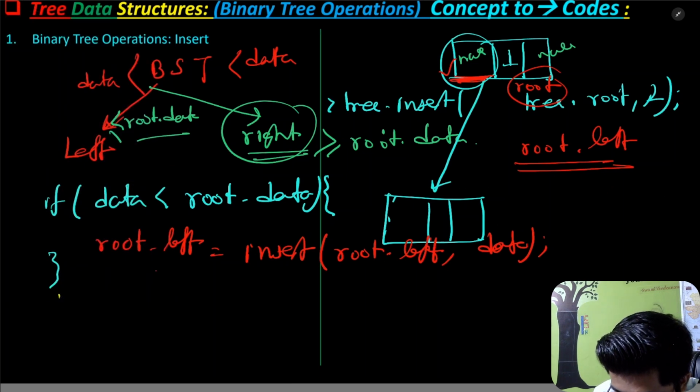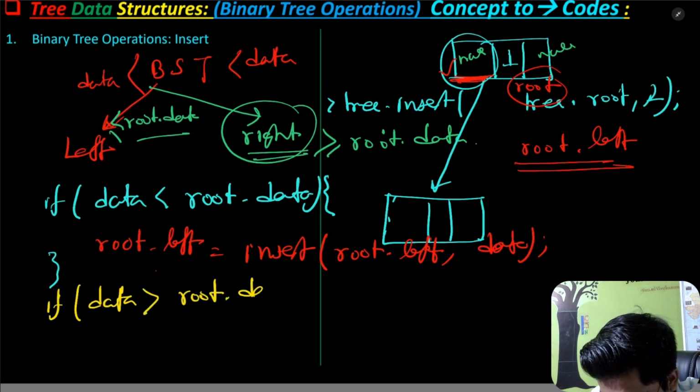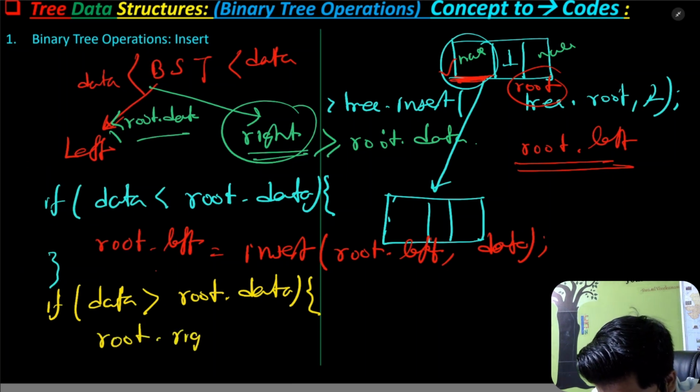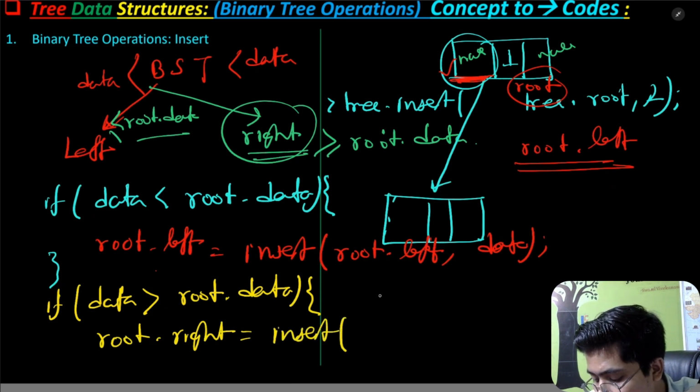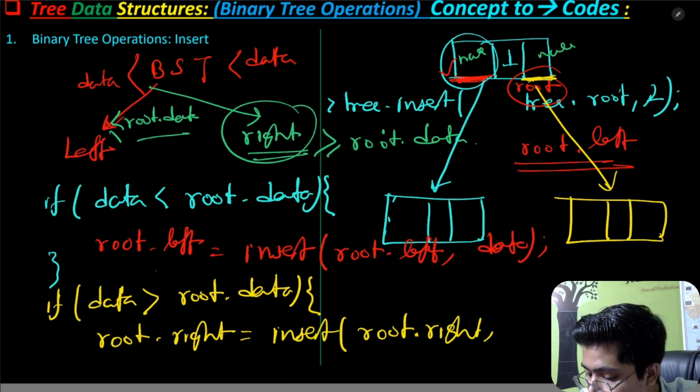If data value is greater than root.data, then we'll be inserting in the right side. So that will be root.right = insert. Again we're calling recursion, and it will be root.right. Now we'll be passing this one as the root, because it is greater and we want to store in that side. So for that we are passing this root.